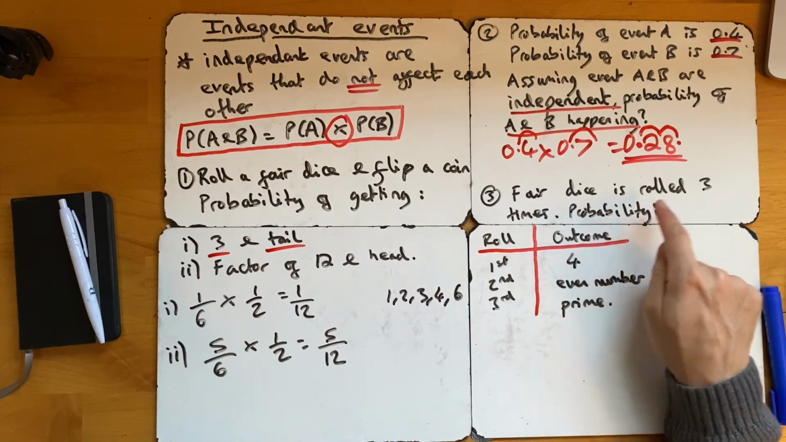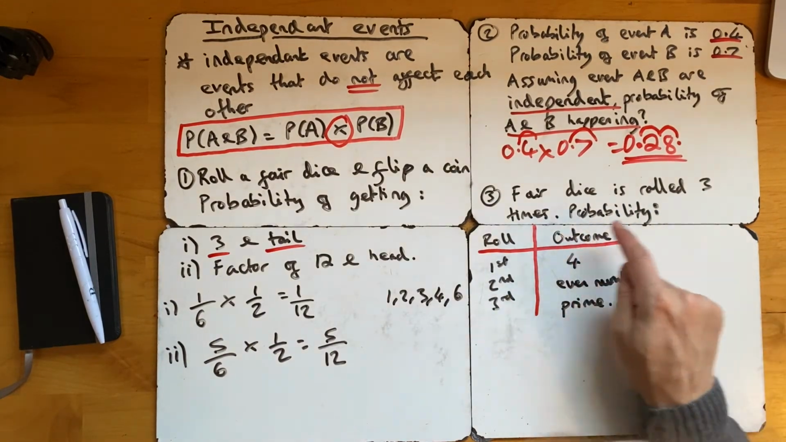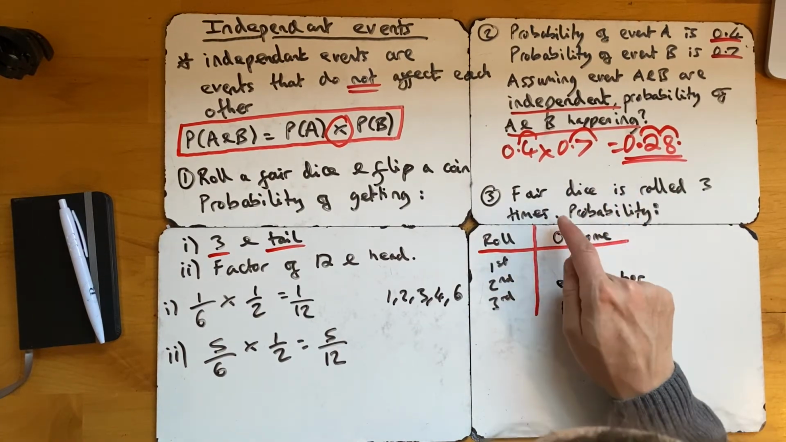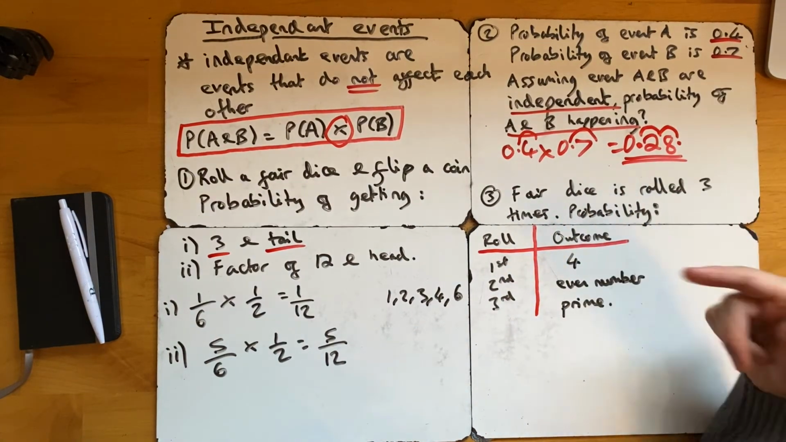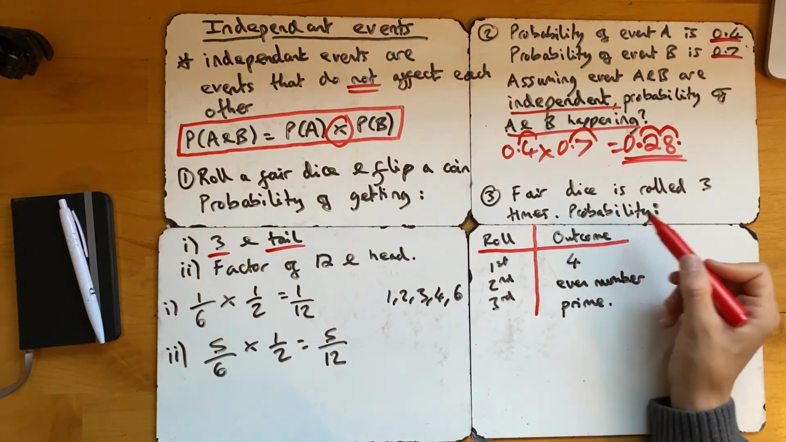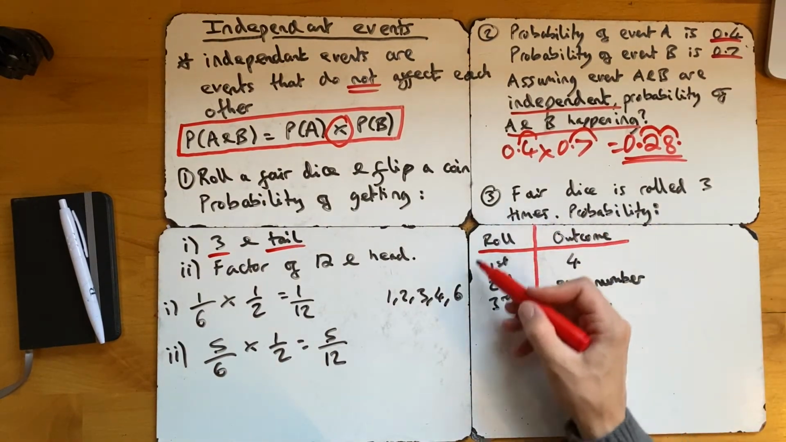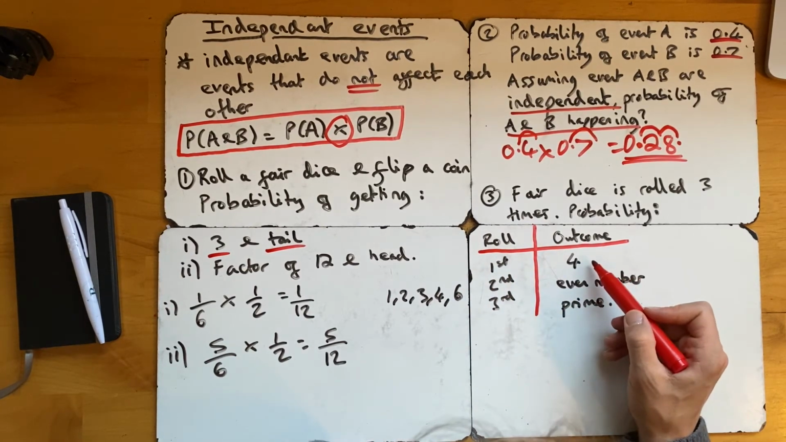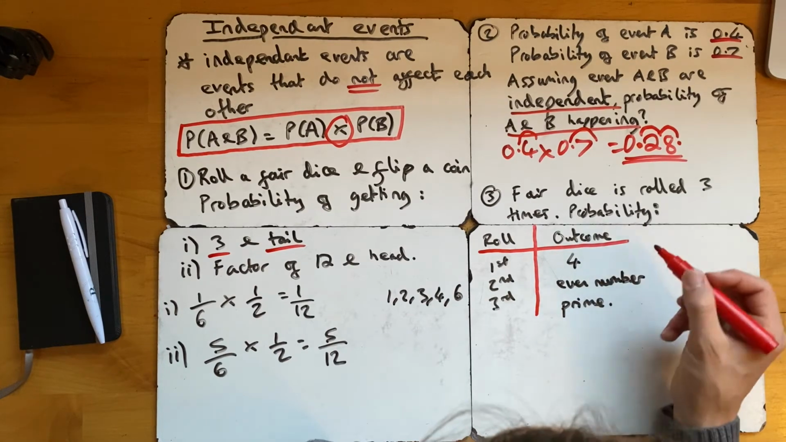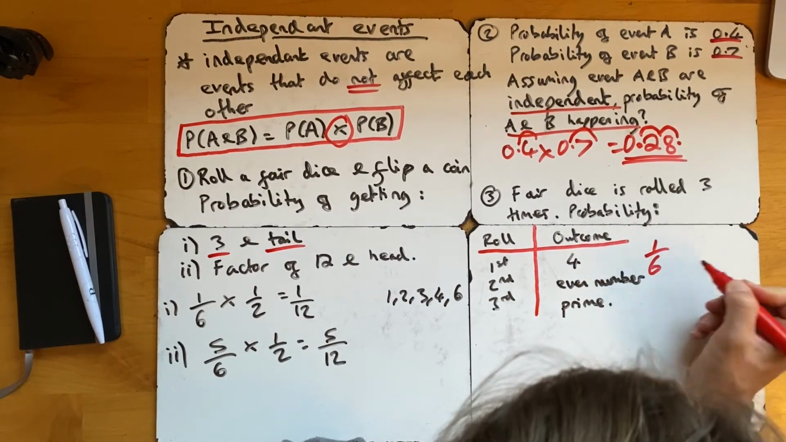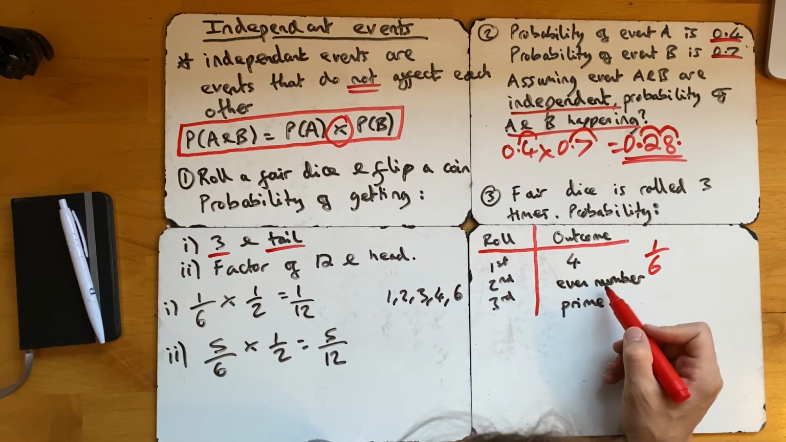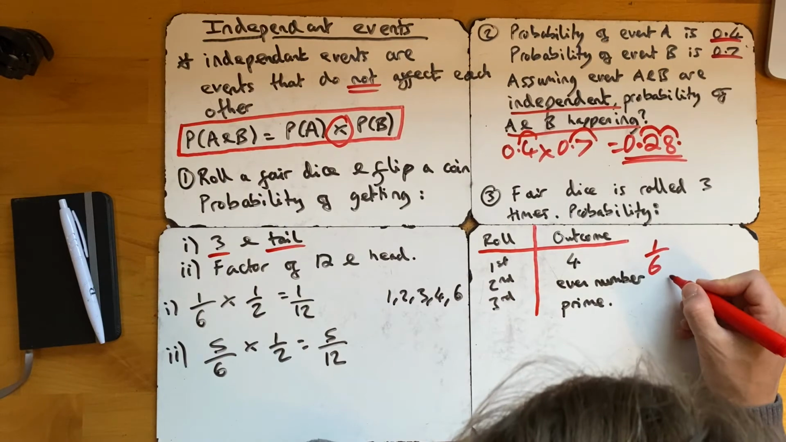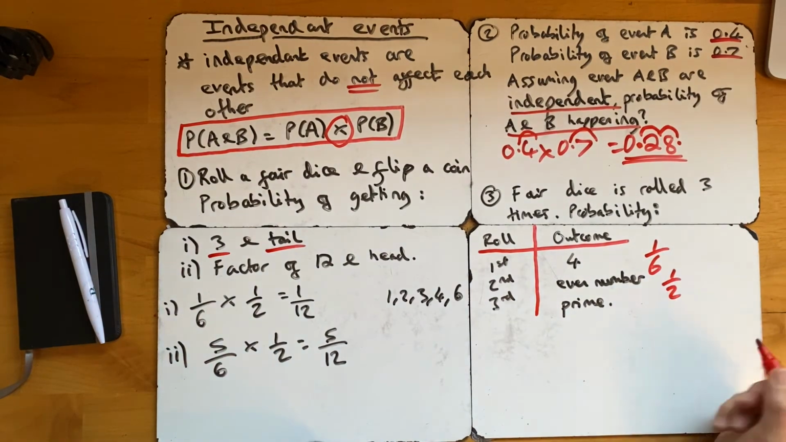Okay, question 3. Fair dice is rolled 3 times. Well, when you're rolling a dice and you look at all the different outcomes, it's all independent because the roll of one dice doesn't affect the next roll of the dice. Work out the probability of all these events happening. So the probability of roll 1, you get an outcome of 4, is 1 out of 6, right? An even number, where there's 2, 4, and 6 on a dice, that's 3 out of 6, and I can just write that as a half.